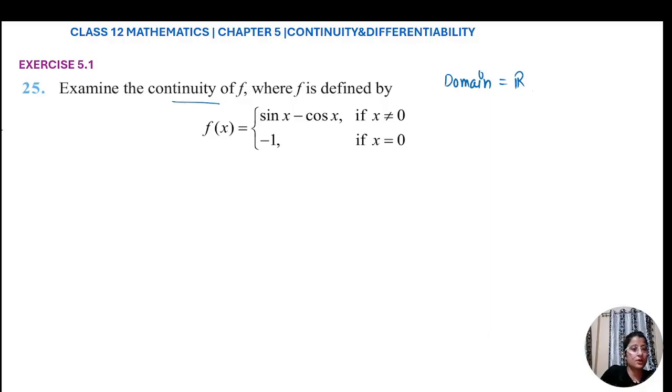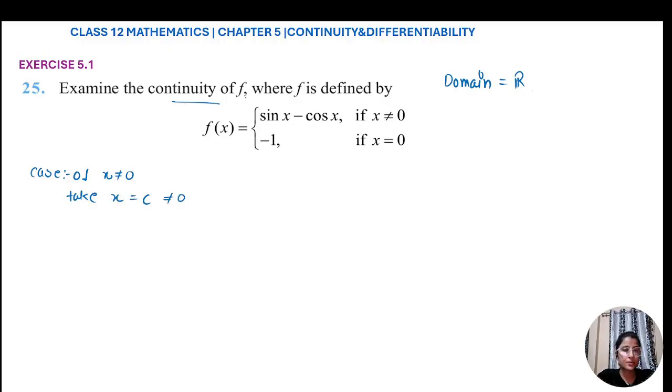So what will be our first case here? In case 1, we will check the continuity of the function at each and every point of the domain. For case 1, when x is not equal to 0, take x as some x equals c, which is not equal to 0. Now we're going to check the continuity of the function.